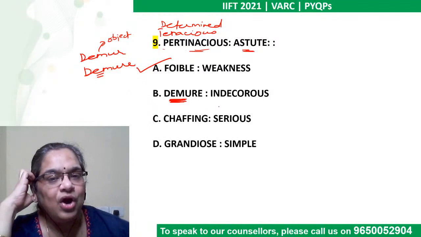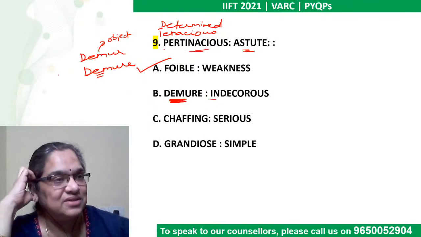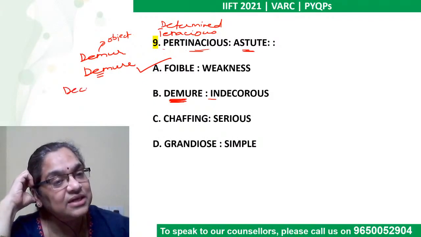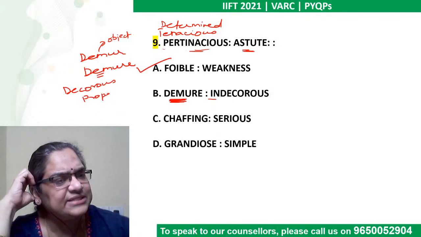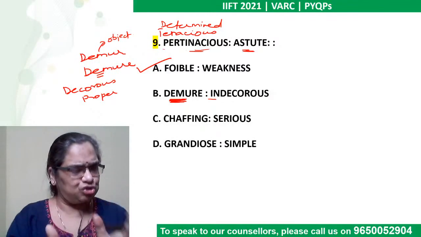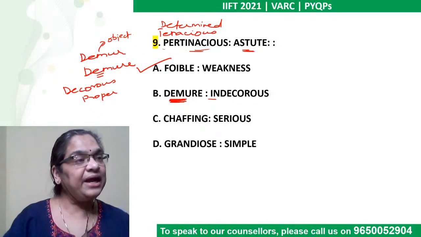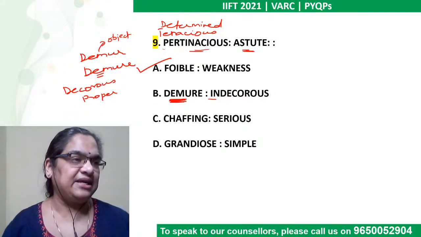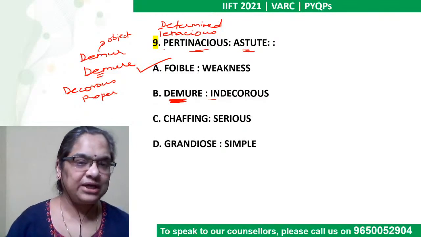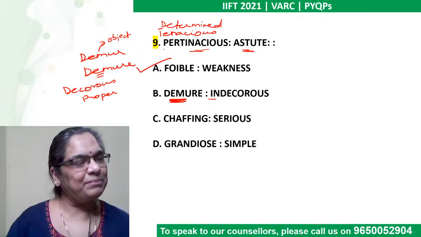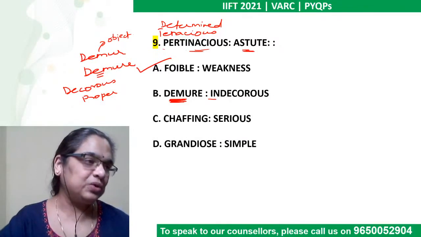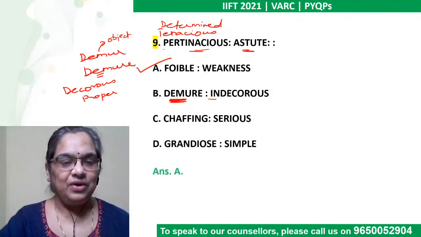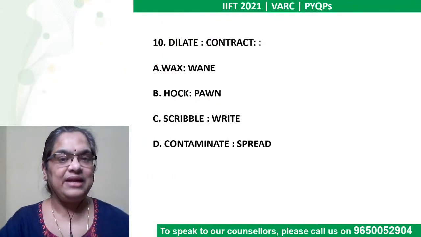All right. Indecorous. Decorous, that is another good word. Decorous means proper, decent. Somebody who sticks to the rules, what is to be done. Indecorous means indecent, improper. Got it? Chaffing is somebody who's joking, and serious is serious. Grandiose is the opposite of simple. Got it? So the answer is A. Next one.